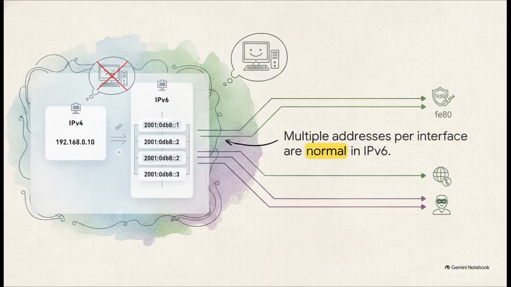To give you an idea of what multiple addresses look like in practice, just think about a standard interface. Instead of a single IP, an IPv6 interface often has 4 different addresses attached to it, all at the exact same time. You'll have a link local address, starting with FE80, a global unicast address, and temporary privacy addresses, all just coexisting happily on the same interface. So when you see that, please do not troubleshoot it as an error. It is perfectly normal and exactly what we expect to see.